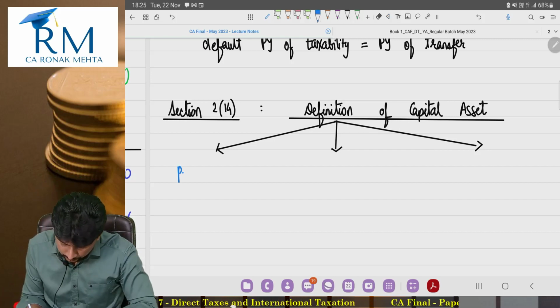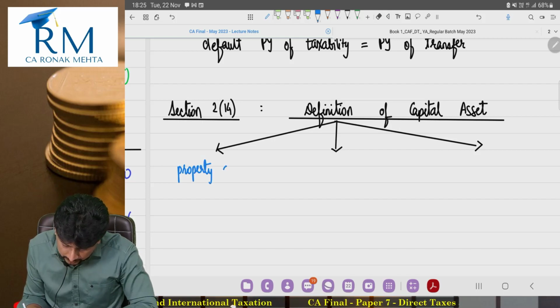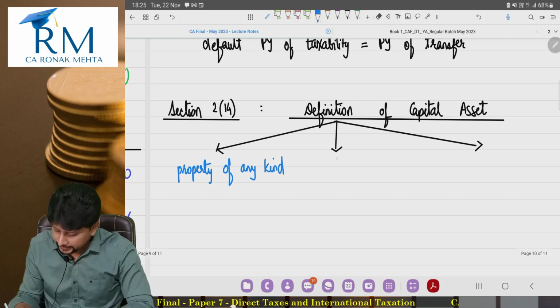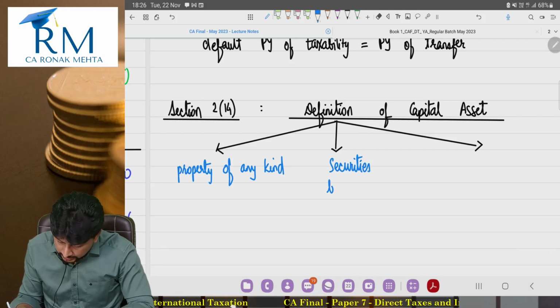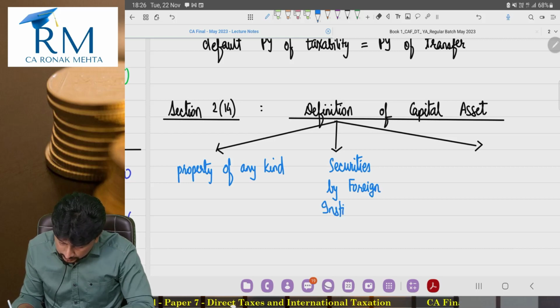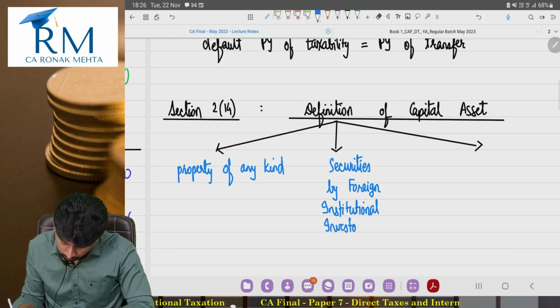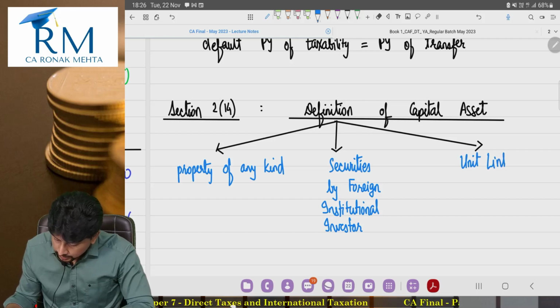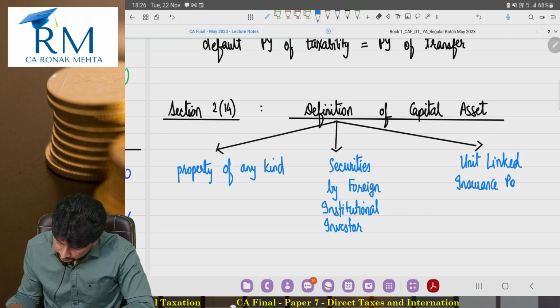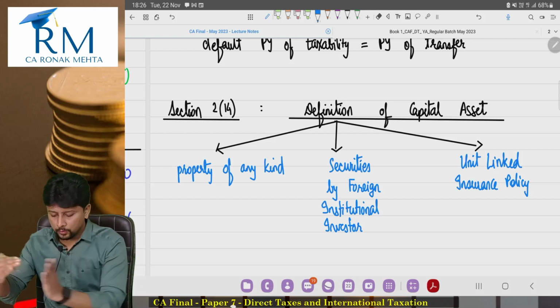First, it says property of any kind held by the assessee. Second, it says securities which are held by a foreign institutional investor. And third, something called a ULIP, unit linked insurance policy. Okay, one thing at a time.